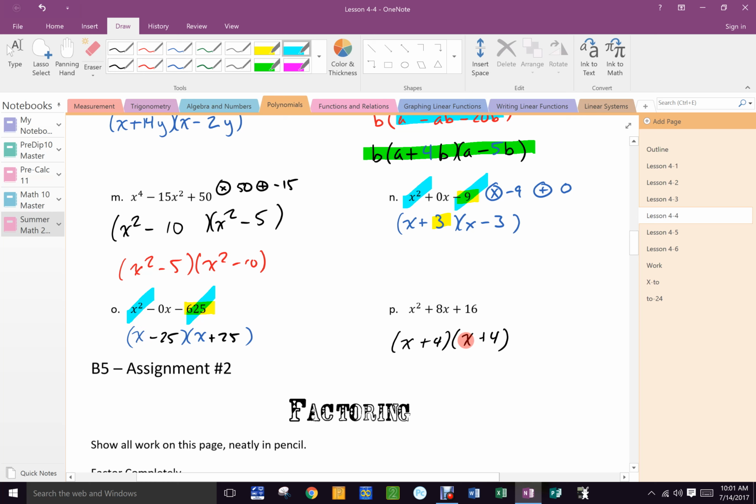But notice what happened here. Square, square, but what's different about that? The other ones were zeros. That one's an 8. So I had to have the same sign, not different signs. Picking up what I'm putting down?